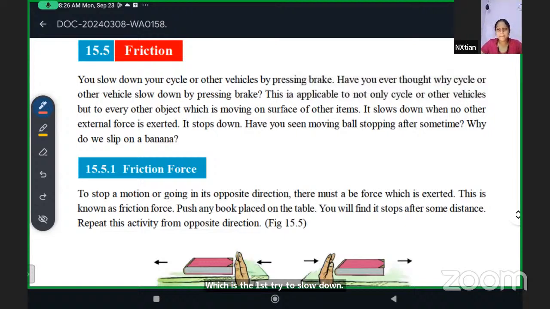Friction can also be used in good ways, because without friction, we will not be able to walk. Neither would the car be able to move, because it needs friction to push off from the ground. Okay, good. Anyone else wants to share?